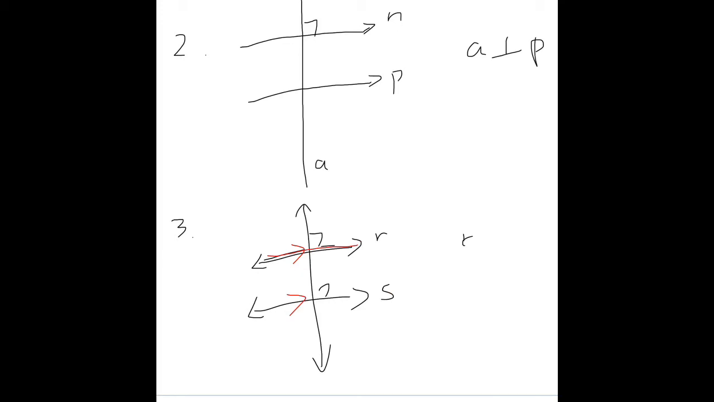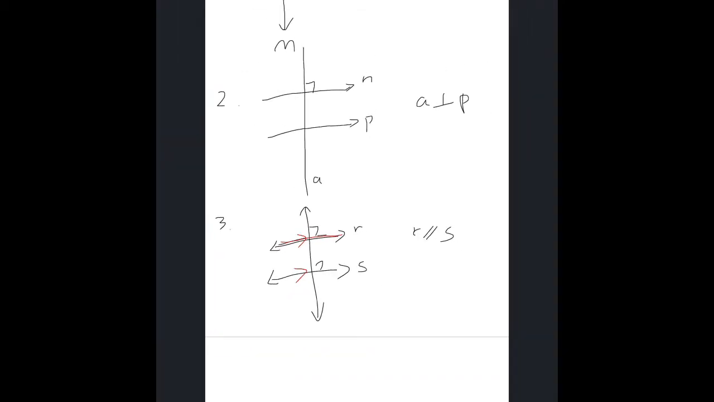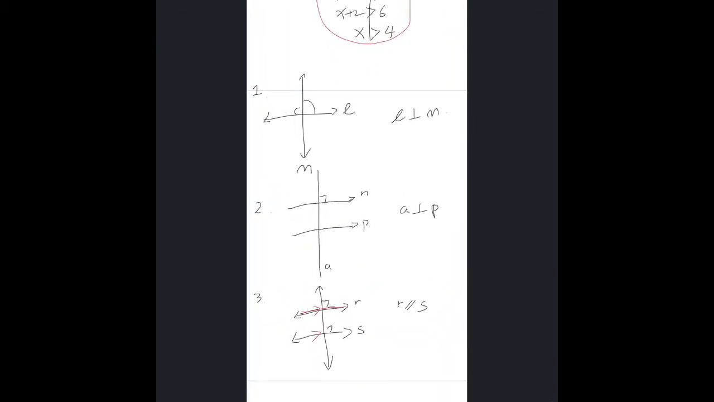R was parallel to S. So it's the 3 option and 3 important point in this lesson. So what are we gonna learn about it? It's really, really important. So we should know what we are writing in there. We should remember that and use that to solve the question.